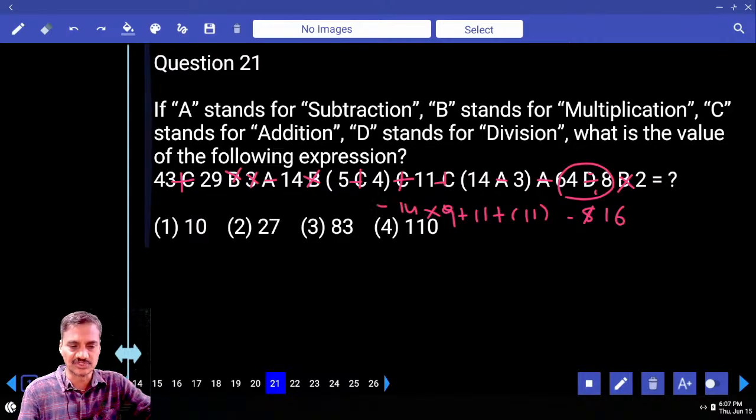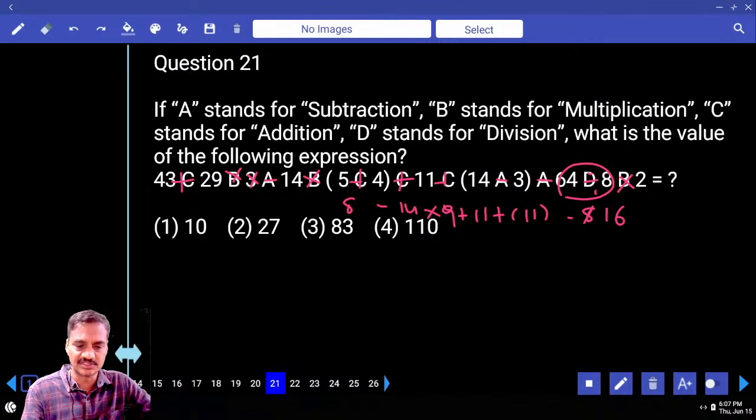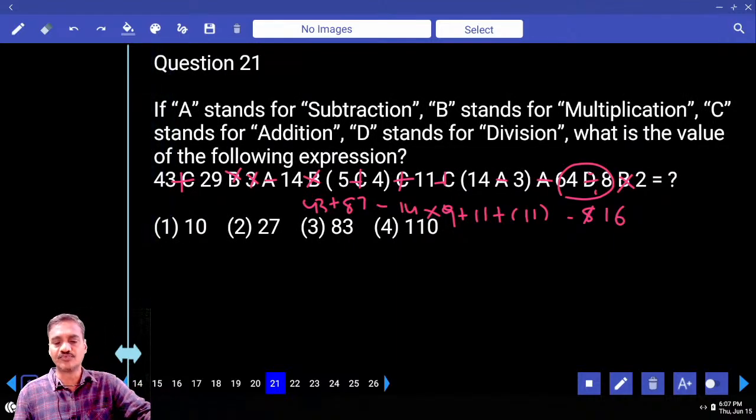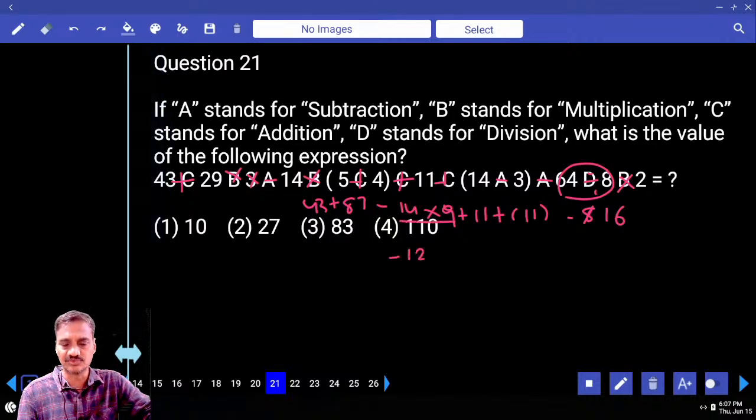The next one, this is a minus. Minus 29 into 3. What is 29 into 3? 29 into 3 is 87. And plus 43. This is the total value. Now 14 into 9 is how much? 14 into 9 is 126. Now this is a minus 126.